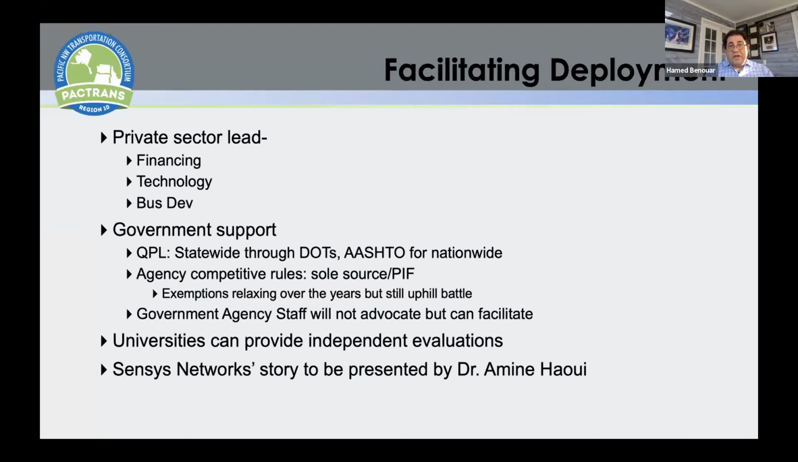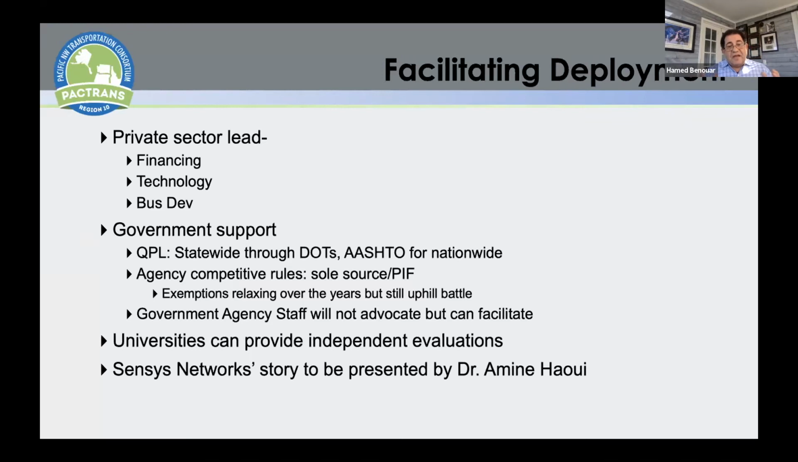So over the years, I think the feds have relaxed the rules, but sometimes they don't get down to the agencies who are actually buying the stuff because they're still caught up in the way they buy things, in their competitive rules. And so the government can help relax those things.